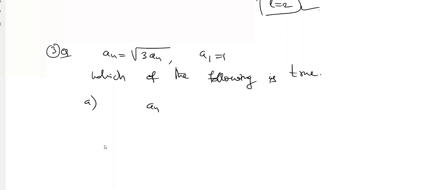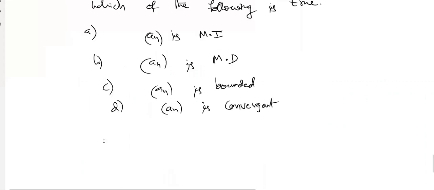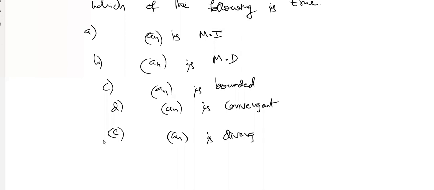First one is that a_n is an increasing sequence, a monotonically increasing sequence. Second, a_n is a monotonically decreasing sequence. Third, a_n is bounded. Fourth, a_n is convergent. Fifth, a_n is divergent. Either it diverges to plus infinity or minus infinity.